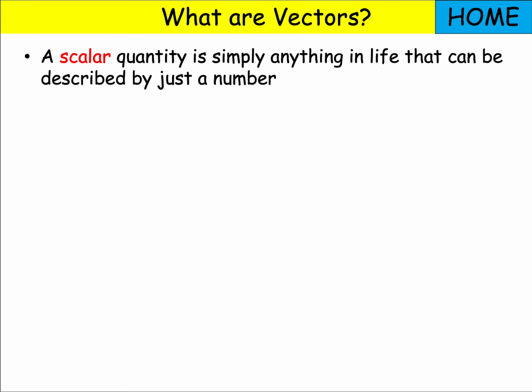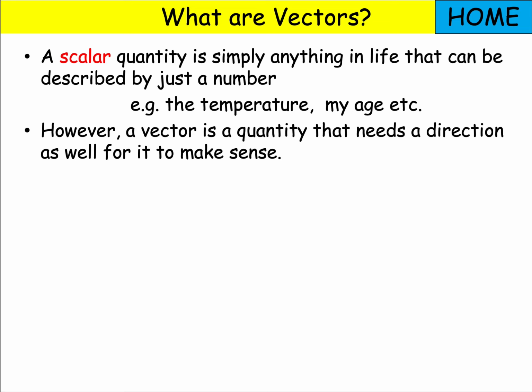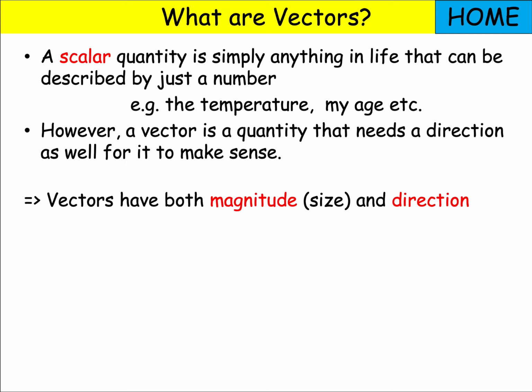What are vectors? A scalar quantity is simply anything in life that can be described by just a number, e.g., the temperature, my age. However, a vector is a quantity that needs a direction as well for it to make any sense. Vectors have both magnitude, which is their size, and direction.